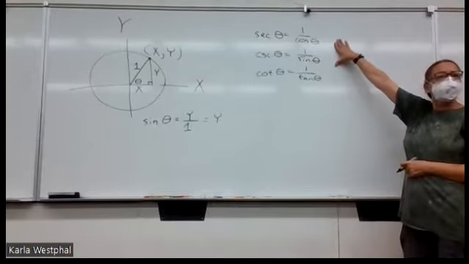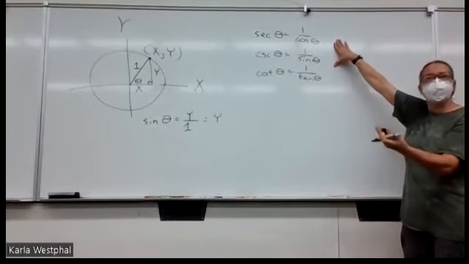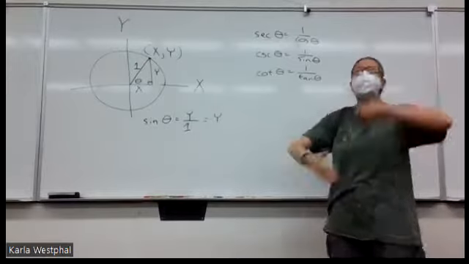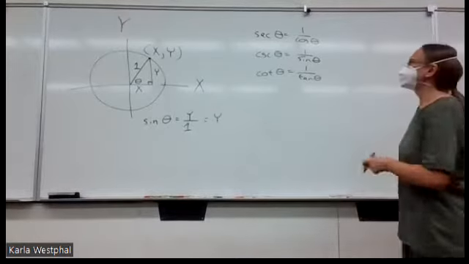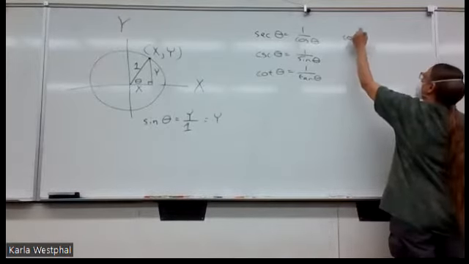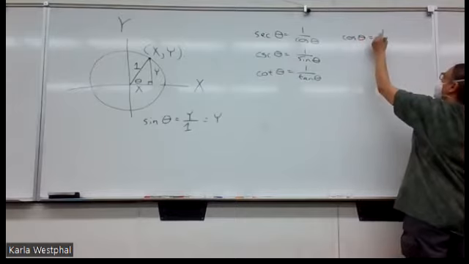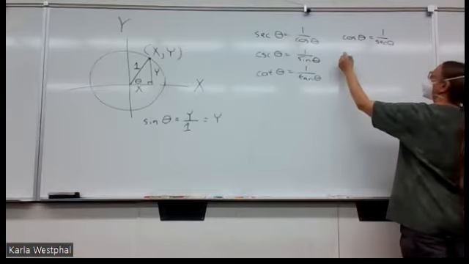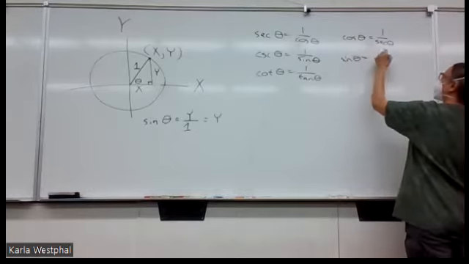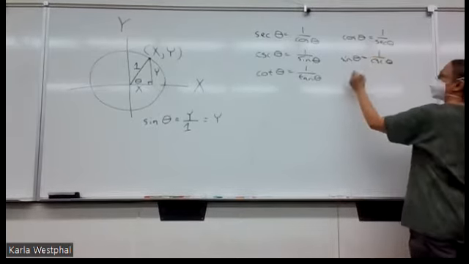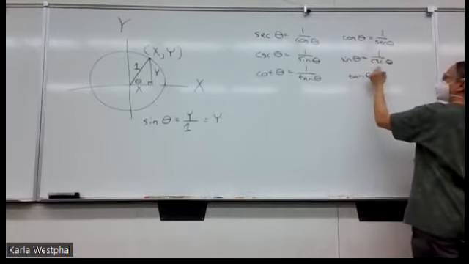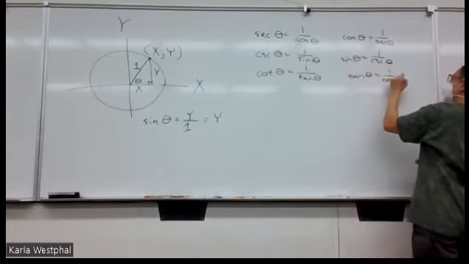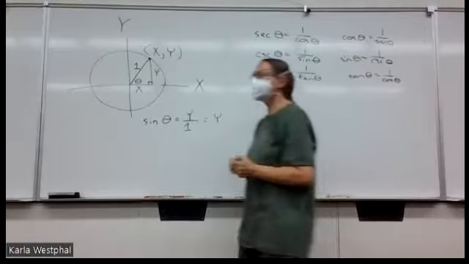Of course, each of these three equations comes with a partner because the reciprocal of the reciprocal is the original. So cosine theta is the reciprocal of secant of theta. Sine of theta is the reciprocal of cosecant of theta. And tangent of theta is the reciprocal of cotangent of theta.